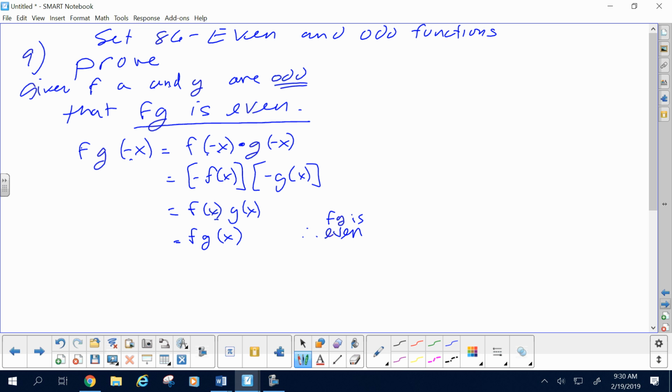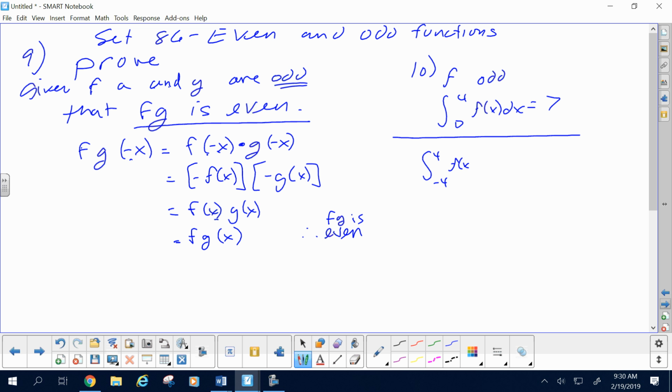All right, that's one type of problem on today's set. Do you feel like that's clear? Yeah. All right, let's talk about integration with even and odd. Look at number 10. Do you have a 10 there? Okay, you're given f is odd, and the integral from 0 to 4 of f has a value of 7. They want you to find the integral from negative 4 to 4 of f.